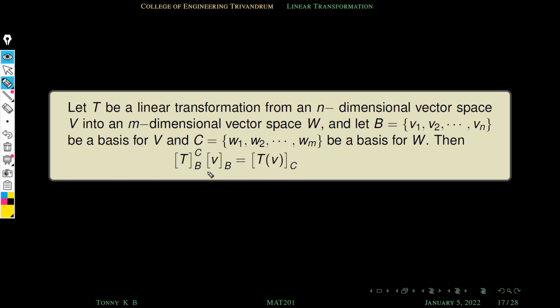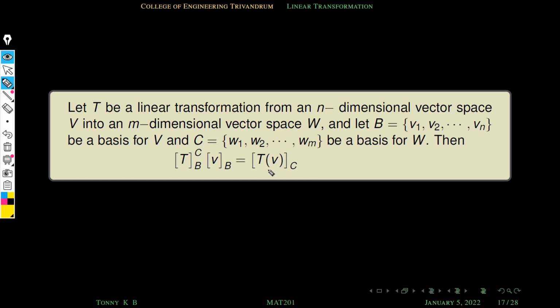Okay, this means v is an arbitrary element from a vector space V, and [v]_B means the coordinate of v with respect to B, and this is the matrix of the transformation. Then you take the product, and this product is again a matrix. That is nothing but [T(v)]_C, that means the coordinate of the image with respect to C.